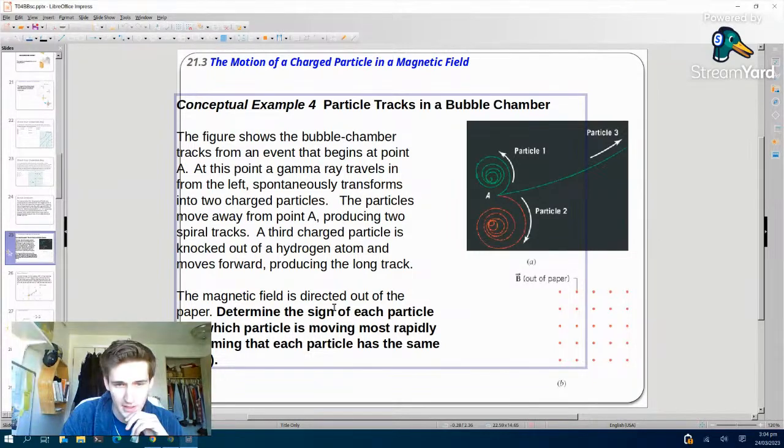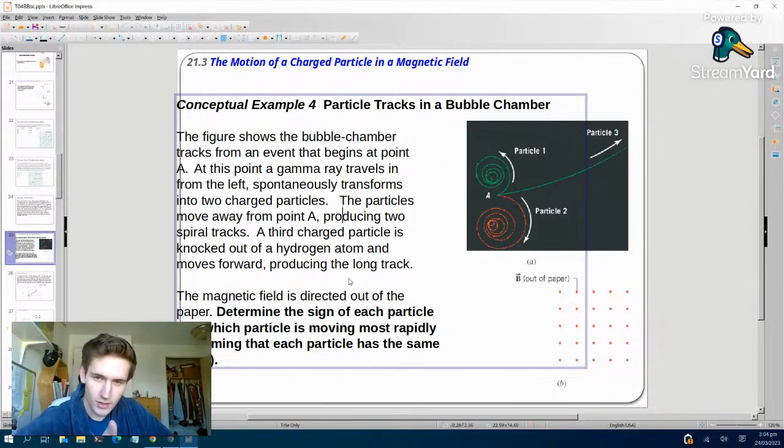If the magnetic field is directed out of the paper, which means that it should be like that. Determine the sign of each particle and which particle is moving most rapidly?